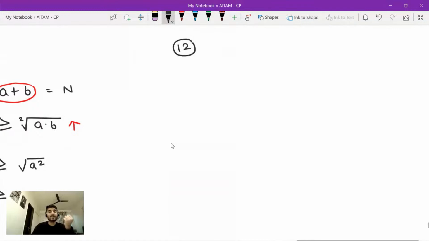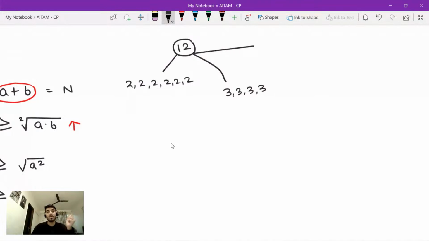One thing that is clear to me is that I have to divide this into chunks of the same value. So what are the possibilities? I can divide it into six chunks of two, or I can divide it into four chunks of three. These are the four components, each with size 3. Or I can divide it into three components of size 4. Or we have 6 comma 6. I have multiple options, but which one is better? Which one is best?